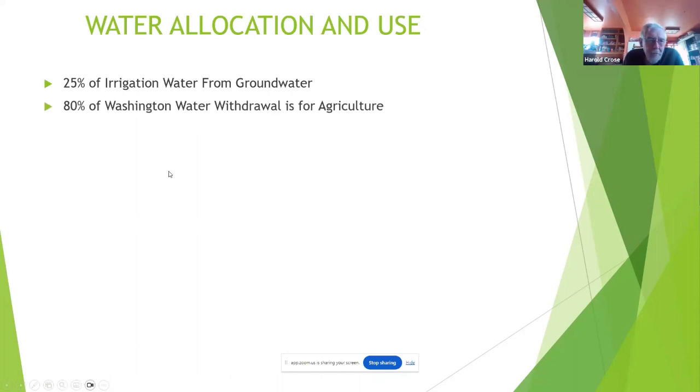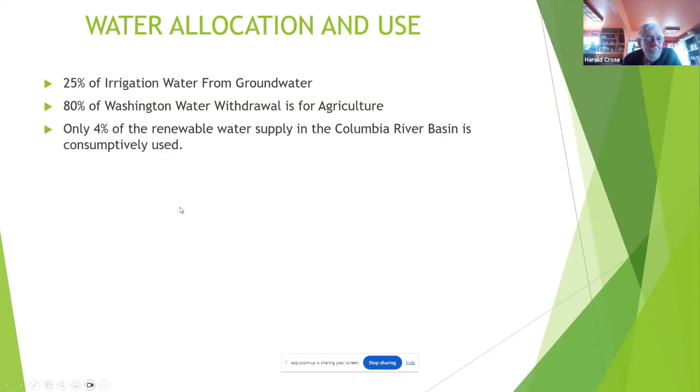80% of the Washington water withdrawal is for agriculture. It's a huge consumer of our water in the state. And again, that's water withdrawal, and water withdrawal can be groundwater. It can also be from streams. It can be from irrigation districts across the state, like the Columbia Basin Project or in the Kittitas Valley or the Yakima Valley. They all have irrigation districts that they can go to find out what their water allocation is for their property. Only 4% of the renewable water supply in the Columbia River Basin is consumptively used.